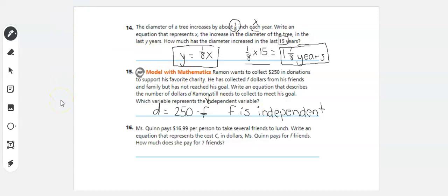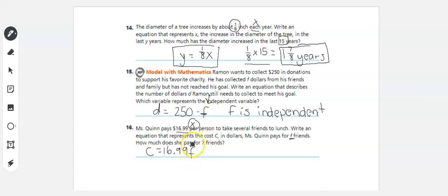And 16, Miss Quinn pays $16.99 per person. Per means we're multiplying. Take several friends to lunch. We're going to write an equation that represents the cost C. So we're doing C equals $16.99, and we're timesing. So our other letter we're going to put on there is F. So there's our equation. How much does she pay for 7 friends?